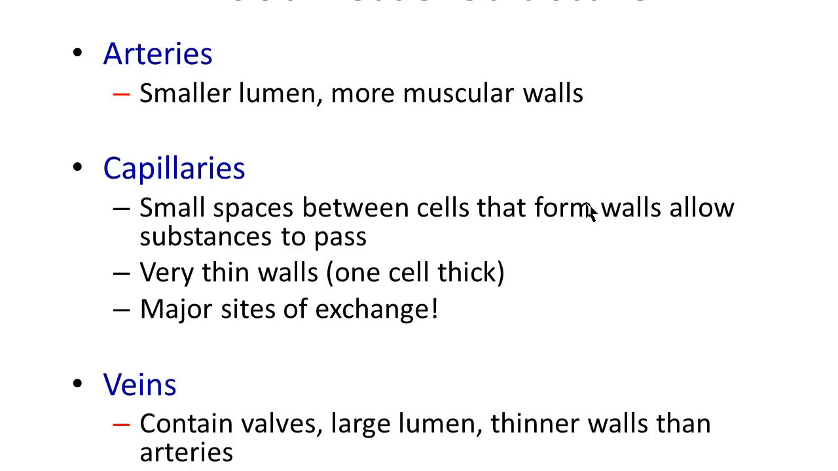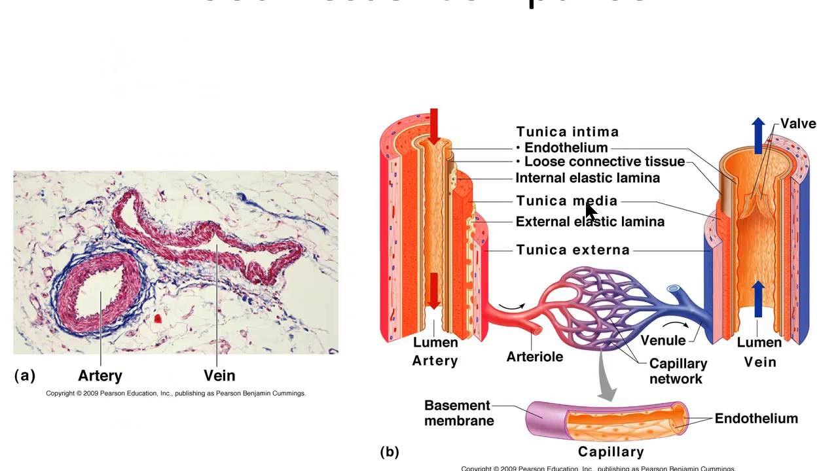Then those arteries branch into capillaries. So here we can see an artery with a thick muscular wall, and there's three layers to it. There's the tunica intima, which is made up of simple squamous epithelium and some connective tissue outside of that. And then we have the tunica media, which is the muscular wall of the artery. And then we have the tunica externa, which is the outer layer, again made up of connective tissue.